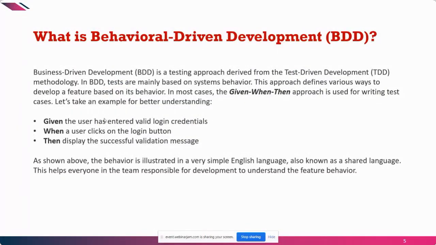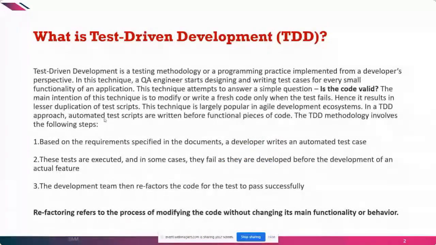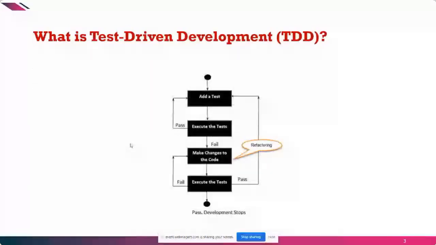So now, this is what I was talking about, and what is TDD? It's basically based on the requirement. The developer writes the automated test case. Since there is no functionality of an actual feature, when you execute the test case, it will fail. And till the test case passes, we'll keep executing the test case. So that's what the test-driven development approach is about.